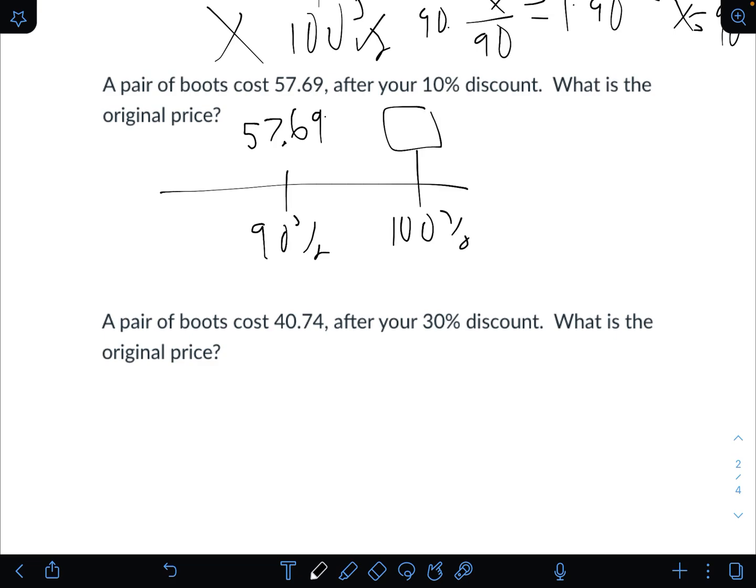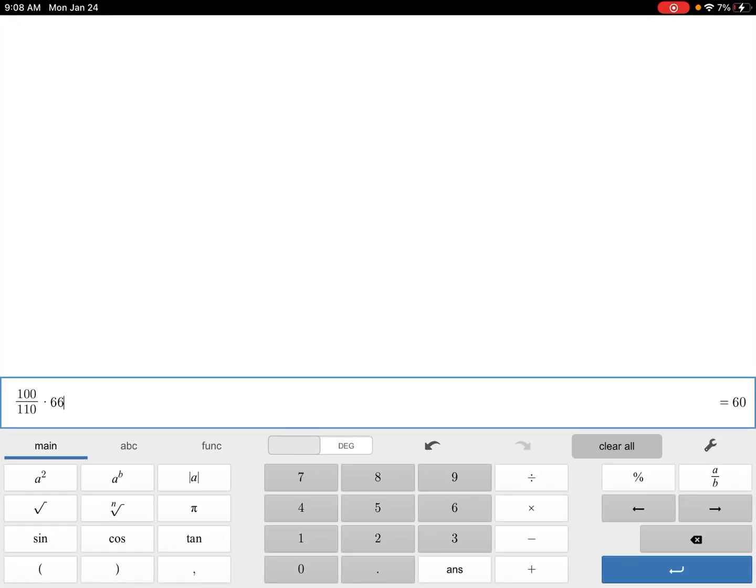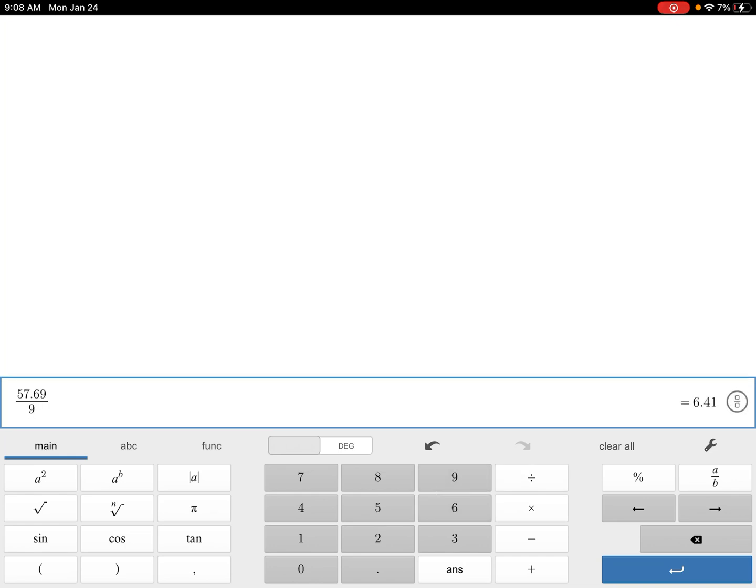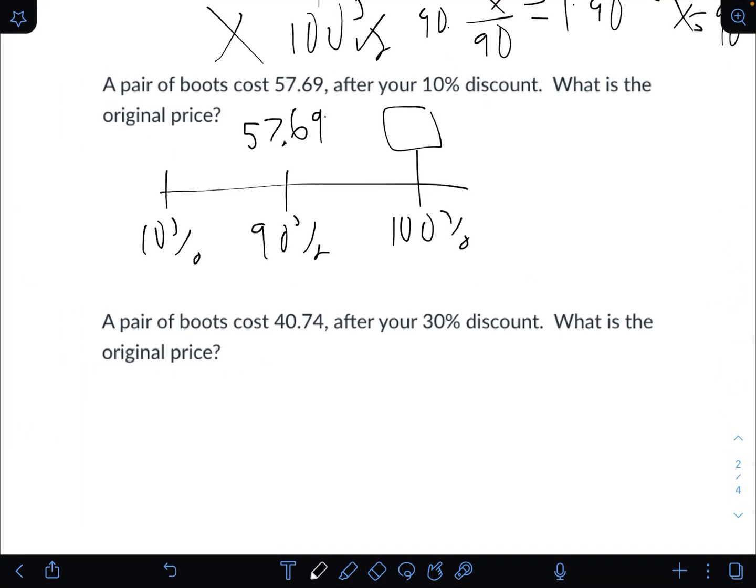So if we wanted to, with the help of our calculator, we could scale this down. We could say, well, what's 10%? You divide them by 9. So that'd be what? 57.69 divided by 9. Oh, that's 6.41. Times that by 10, we'd get 64.10. That would be our original price. But if you don't want to go that route, well, that's okay.